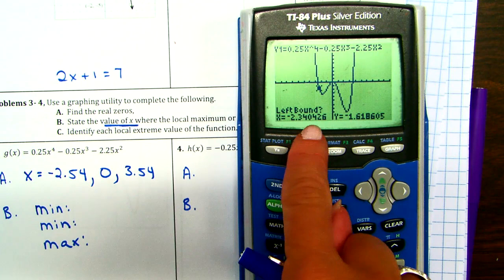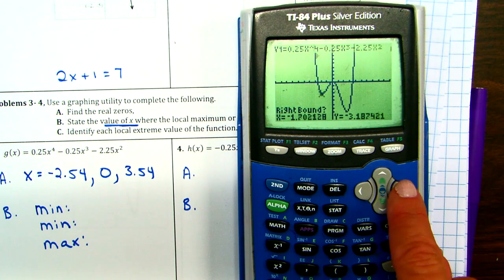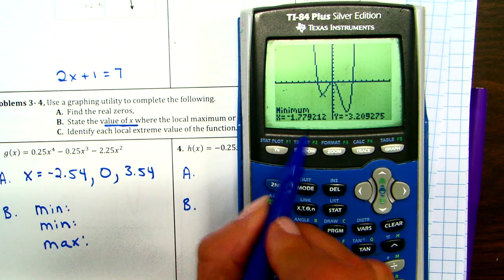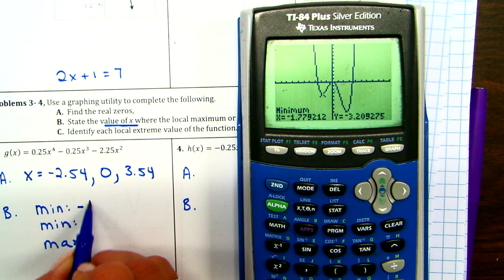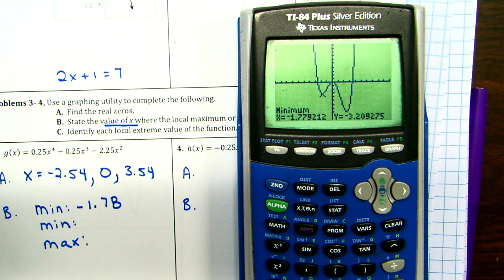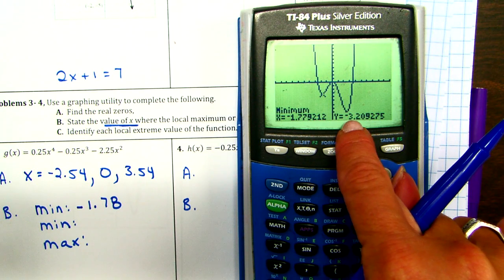So I'm to the left of the minimum. To the left of it, right? Enter. Go to the right of the minimum. Enter. Guess. Yes. And we should be, we just want the x value, is negative 1.78. And we have another minimum over there.